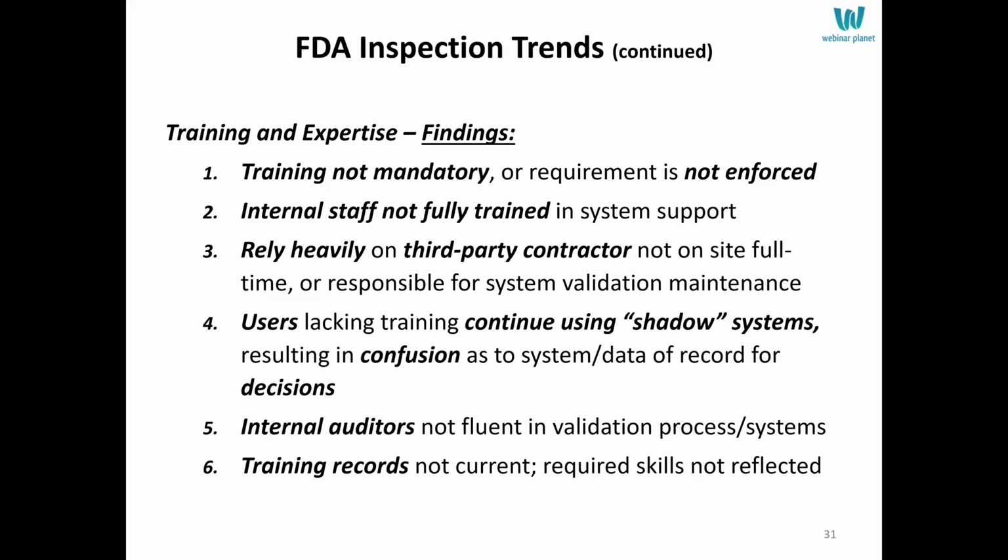And when users are given a new system, they may be used to using, for example, a spreadsheet for the last 20 years that worked well for them, and they were comfortable with it. They don't want to go to a new system in some cases. And so some of those users will actually use both systems during their work in the beginning, at least, when the system is put in place. They'll have two sets of books, making it difficult to determine which is the system or data of record for making decisions. And internal auditors, your quality people, not fluent in validation, how you do it in your company. Training records not current, not reflecting skills required for a user to be authorized to perform a role.